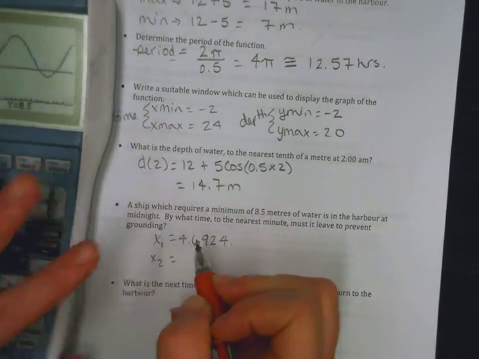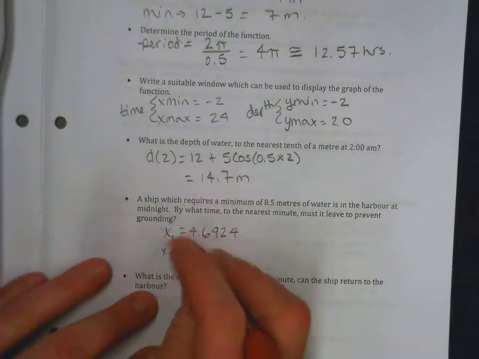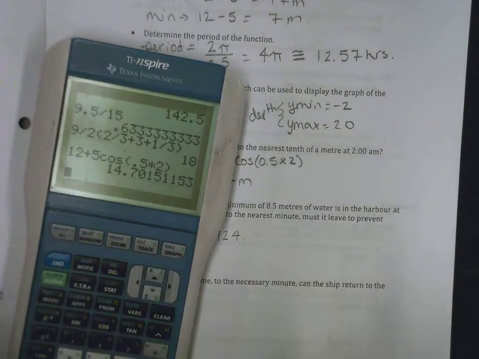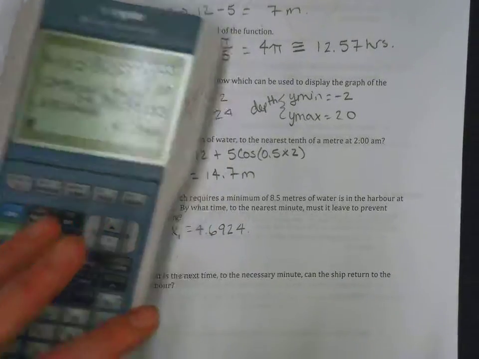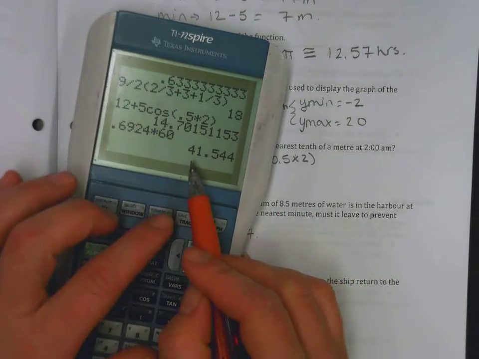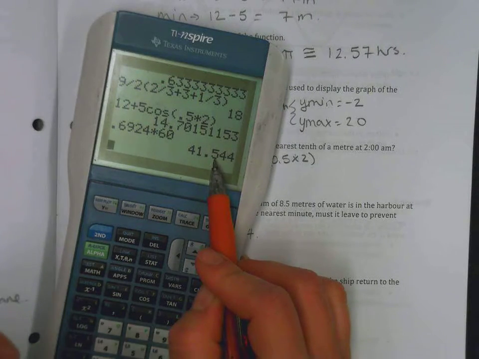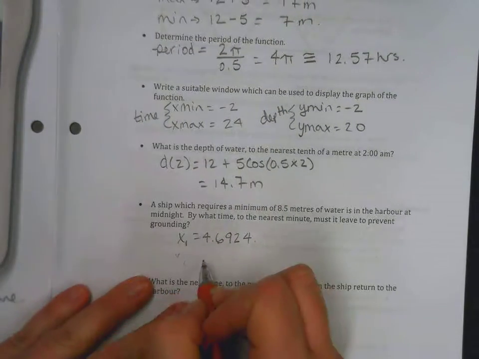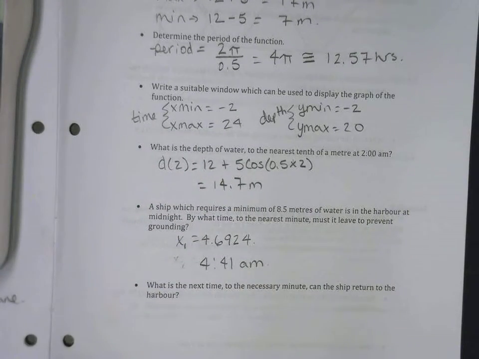And then you need to find the second. Oh, it just says by what time. Okay, so then we want to change this to hours and minutes. So 0.6924 times 60 minutes is approximately 4. So I'd have to round this down to 41 minutes, because if I rounded it up to 42, we've gone over the time, which is you're going to get grounded. Okay, so at 4:41 a.m. they must leave the seaport.